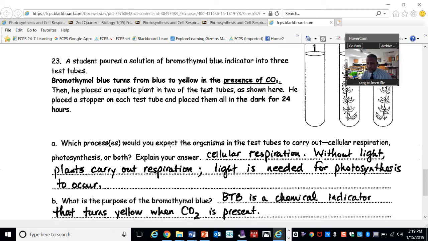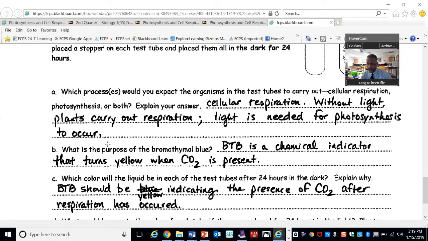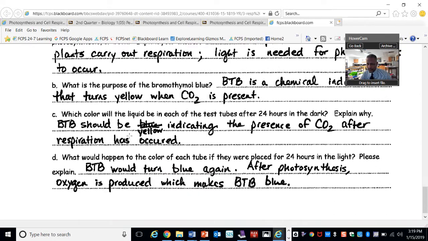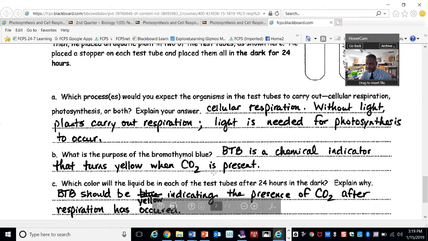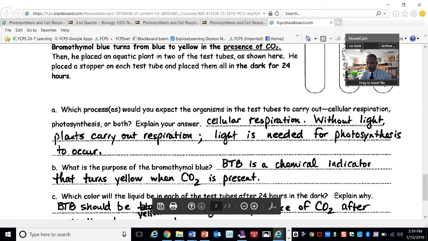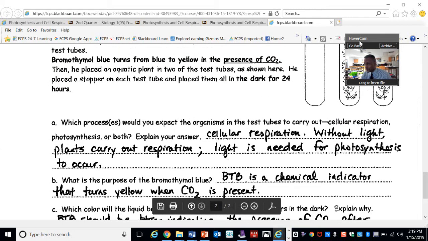All right. So if you're honors, there might be one question about this. I would read this number 23 in this scenario here. It just explains what happens with bromothymol blue. Where it says BTB, that means bromothymol blue. And so that's pretty much it. Go through all the resources.